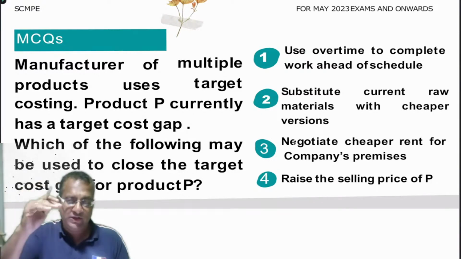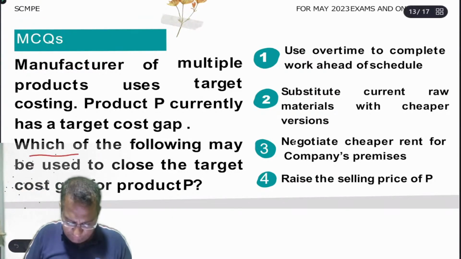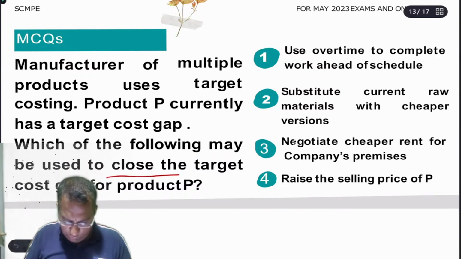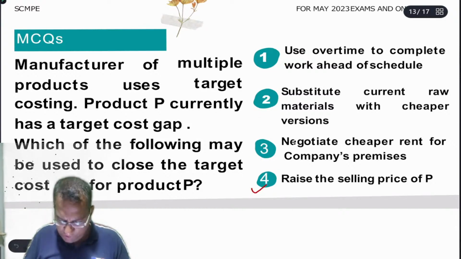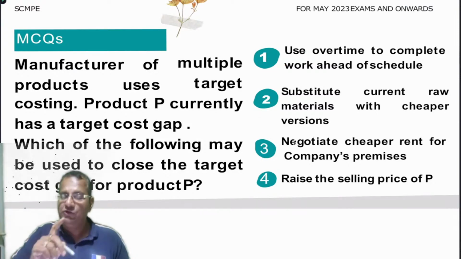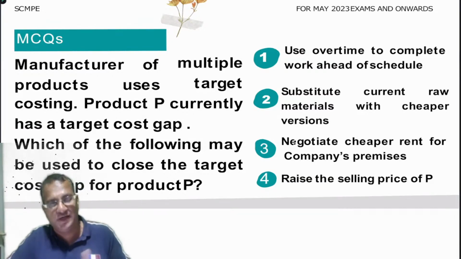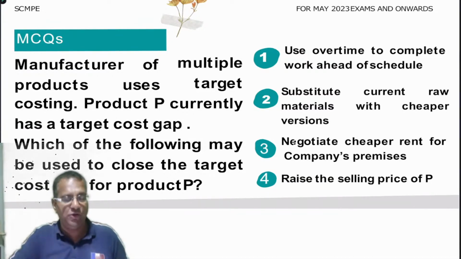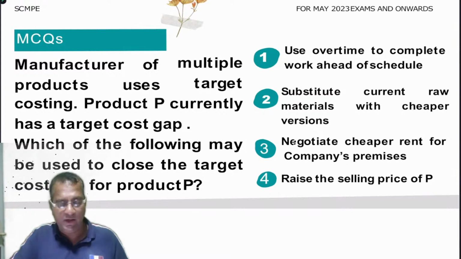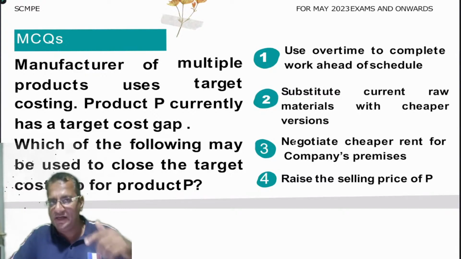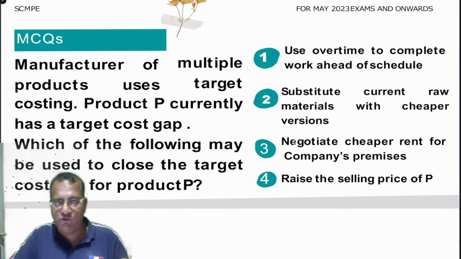Current cost is more than the target cost. Which of the following may be used to close the target cost gap for product P? तो इन चार में से हम कौन सा ऑप्शन एक्सप्लॉइट कर सकते हैं so as to achieve that cost reduction target? In other words, so as to reduce the difference between the current cost and the target cost. Clear, beta? The manufacturer who is producing multiple products uses target costing. The question is related to one of the products, product P. Product P is currently having higher current cost and lower target cost. So how to minimize the gap between target cost and the current cost?